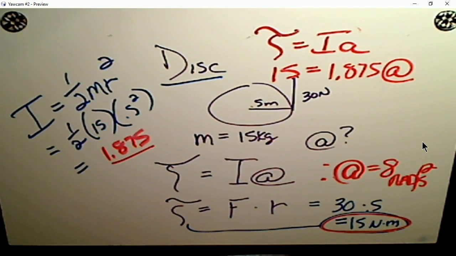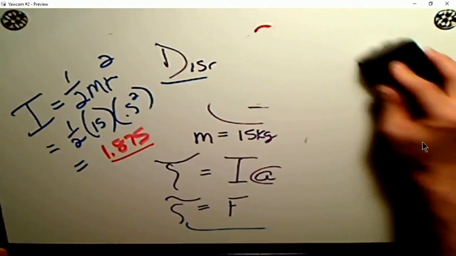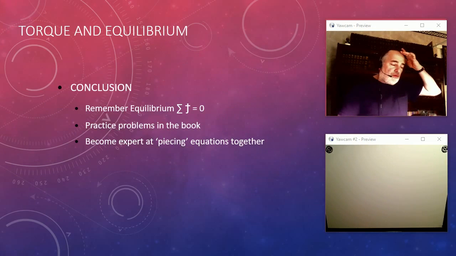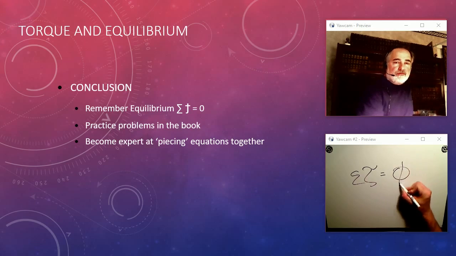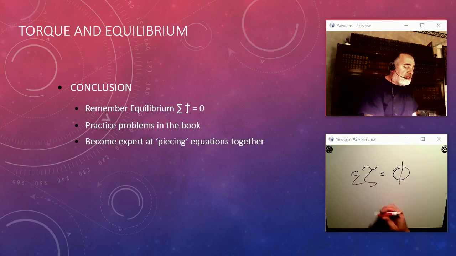Okay, that's just a few examples. So, in conclusion, remember that if we're talking about equilibrium, the summation of all the torques has to equal 0. You want to practice the problems in the book and be expert in piecing together the equations.